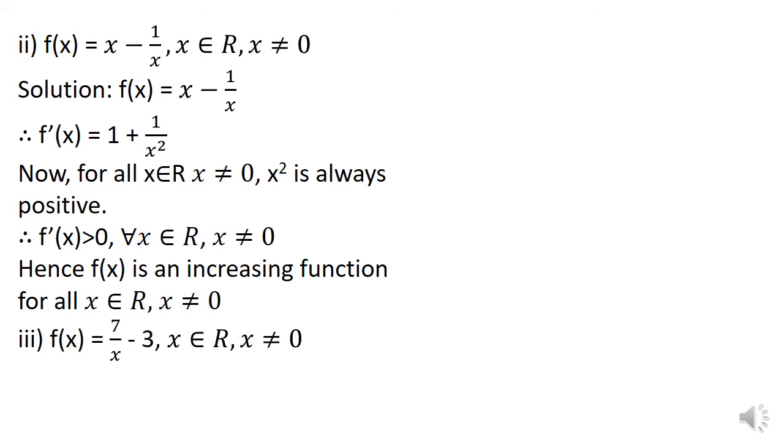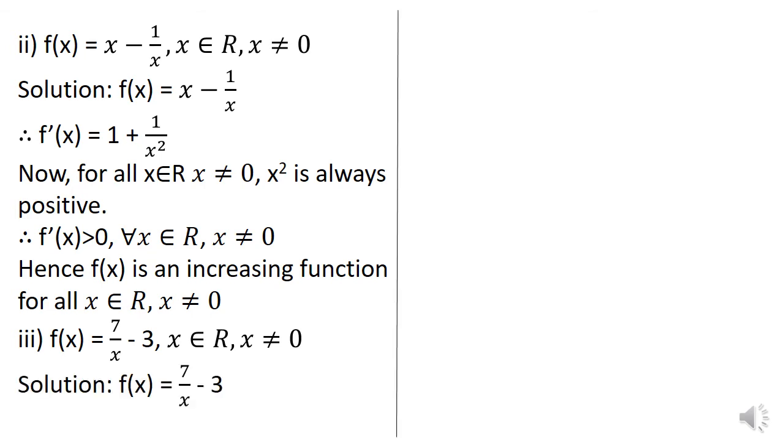The third sum, f(x) is equal to 7 upon x minus 3, x belongs to R, x is a real number and x is not equal to 0. Again, we find f dash of x over here. We find that f dash x comes out to be minus 7 upon x square. See, 7 is a constant and 7 upon x means 7 into 1 upon x. And the derivative of 1 upon x is minus 1 upon x square. So 7 upon x becomes minus 7 upon x square and 3 becomes 0. So f dash x comes out to be so.